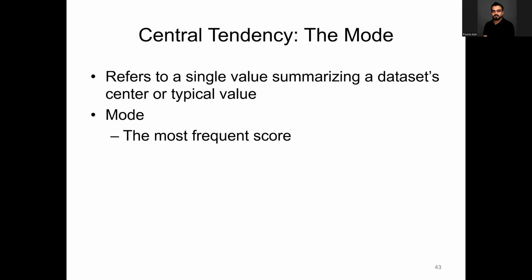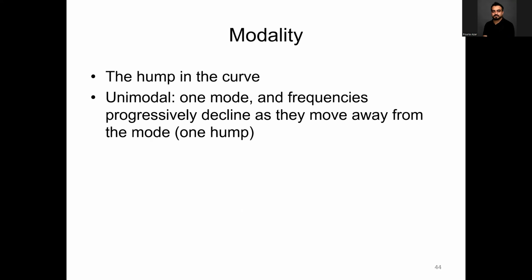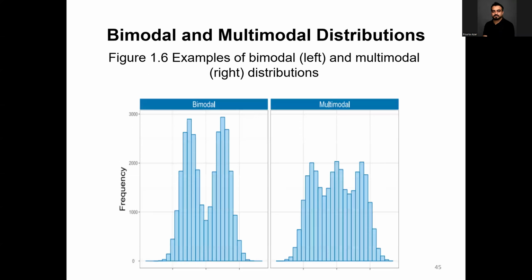Central tendency refers to a single value summarizing a dataset's center or typical value. So we have three central tendencies. Mode is the most frequent score. We can have bimodal or multimodal, having two modes or having several modes. Unimodal occurs when there is only one mode, the most frequent data in our dataset. Bimodal, we have two humps. Trimodal, we have three humps. And these are the pictures of bimodal and multimodal.